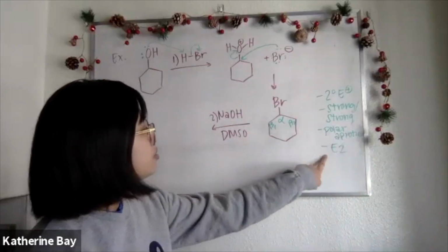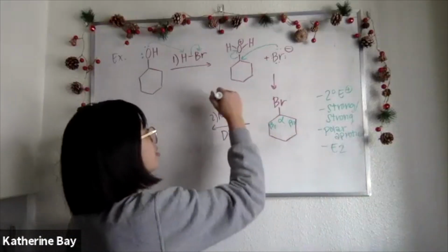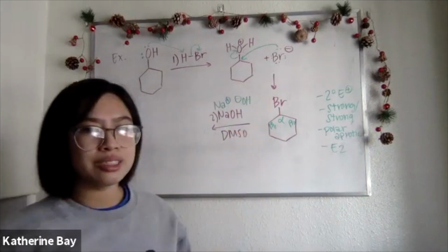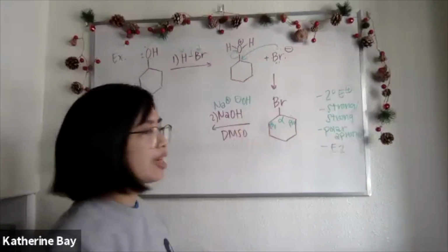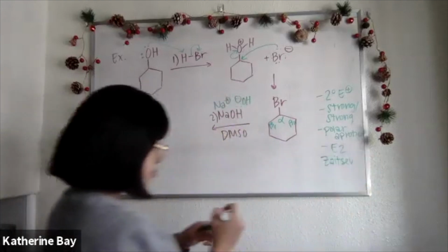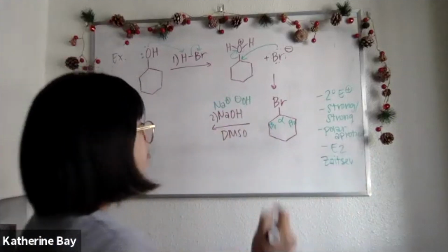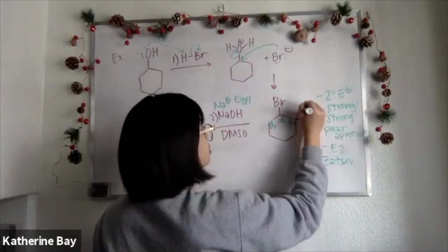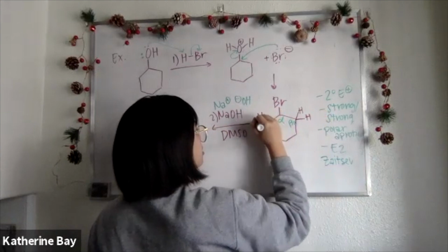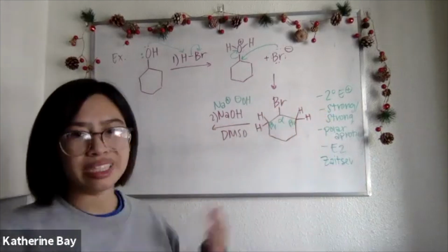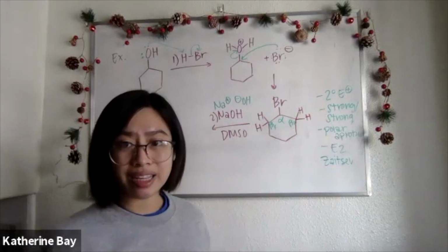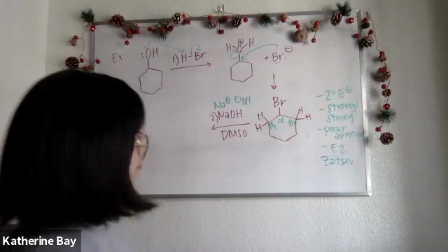So E2 reactions, now let's take a look at the base. If we were to separate it into Na plus, OH minus, OH is a small, strong base, so that means we're going to follow Zaitsev's rule. In this problem, it's not as important to determine which rule to follow, just because it is a symmetrical molecule. But just in general, anytime you're looking at an E2 mechanism, make sure to look at the size of the base so you know you're following the correct rule.